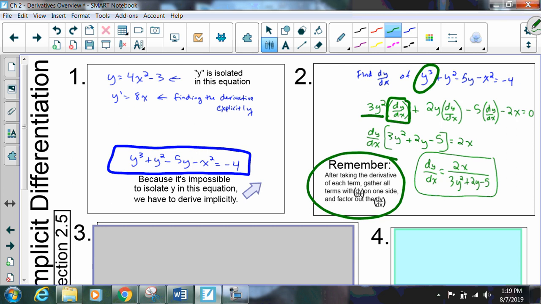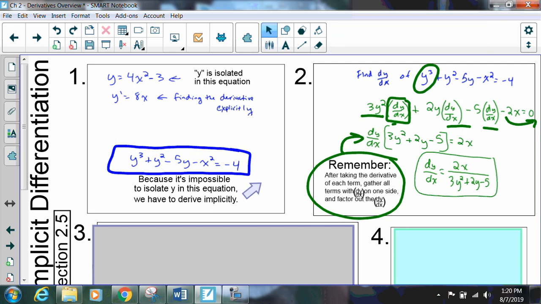But anytime you take the derivative of a term with a y in it, you're going to tack on the dy over dx. Once you do this, when we're moving on to this section, you want to go ahead and kick the 2x over to the other side so that every single term that's left has the dy over dx included, and then you can factor it out and find the derivative of y with respect to x.